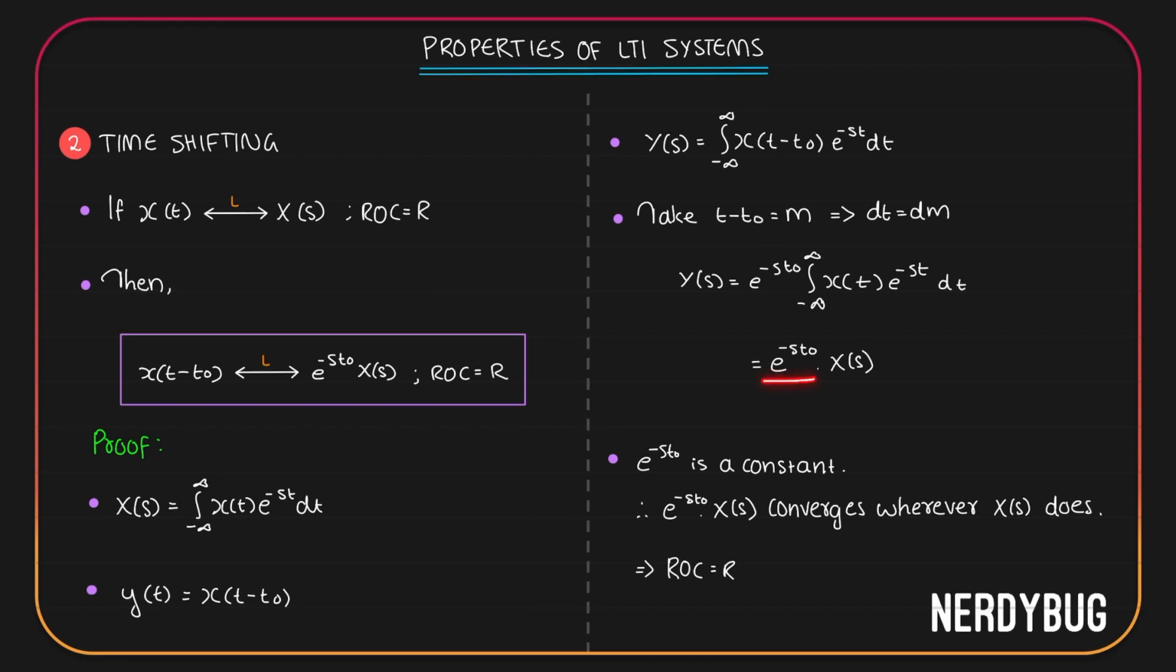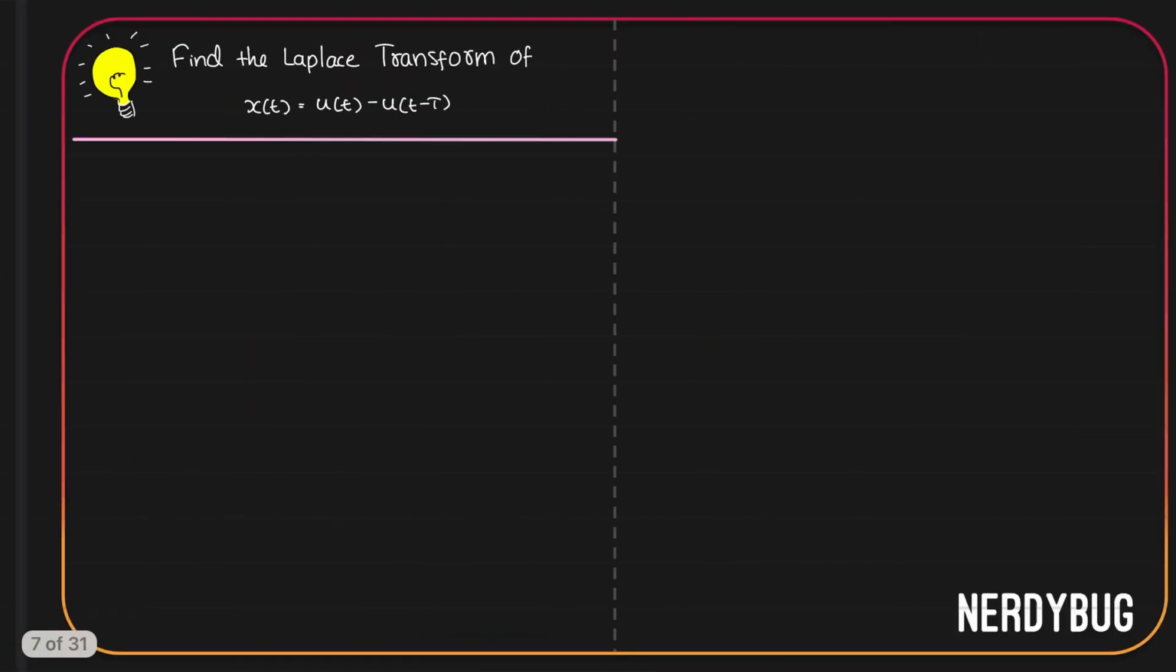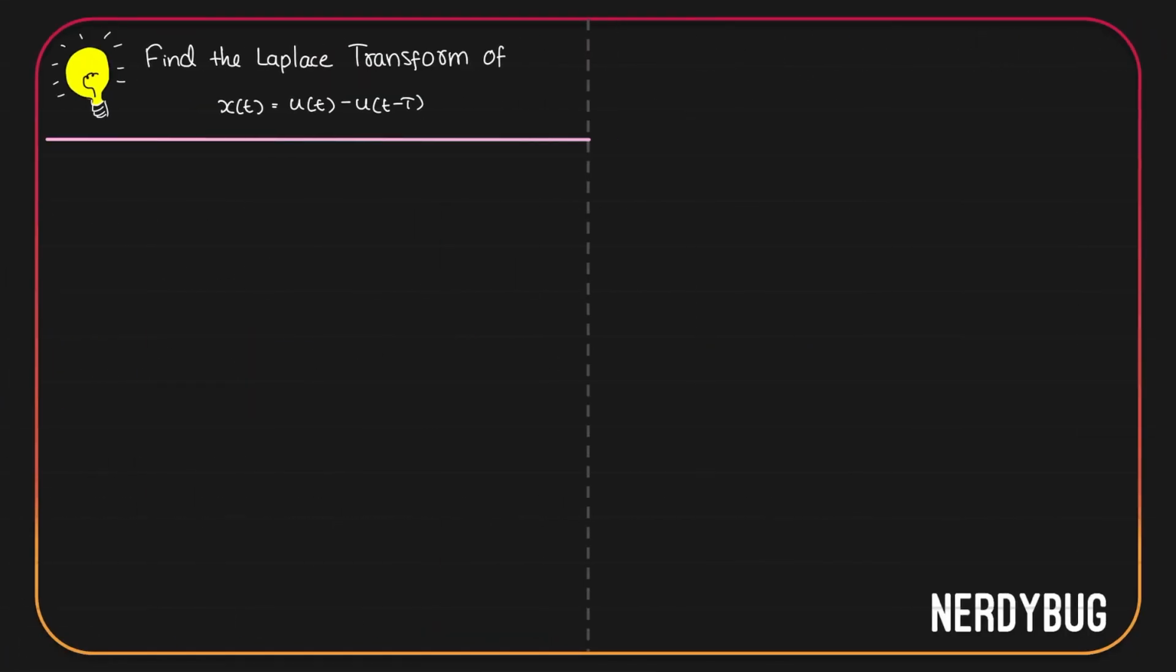E raised to minus st naught here is simply a scaling factor and it does not introduce any new poles into the function. So this is going to converge wherever X(s) converges, and that is R. Let us solve a problem now.